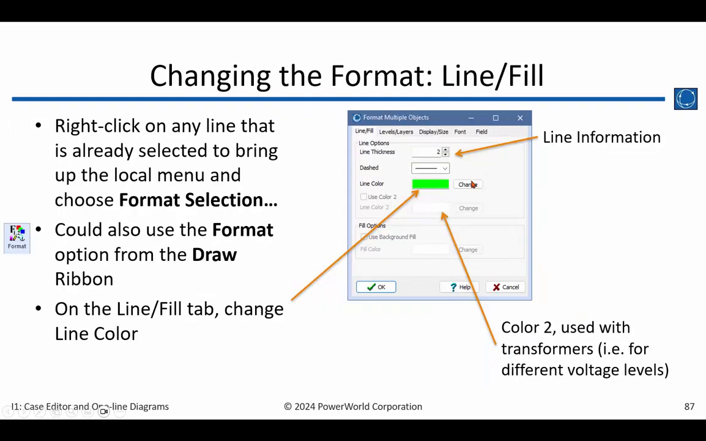And so we changed the color. You can also change thickness. You can also change the characteristics of the line, whether it's dashed or solid. And the second color would apply to things like transformers because they have two different voltage levels, and you can optionally use a second color for those.